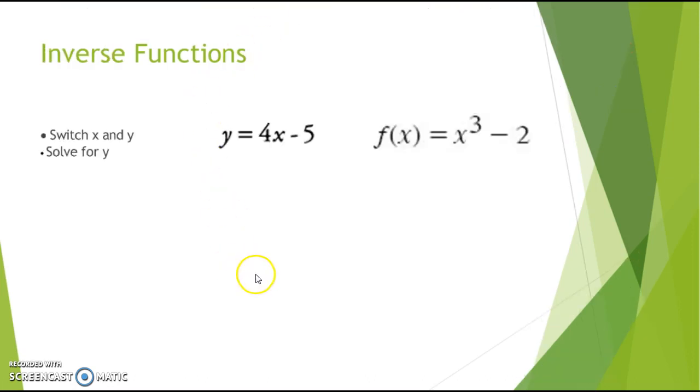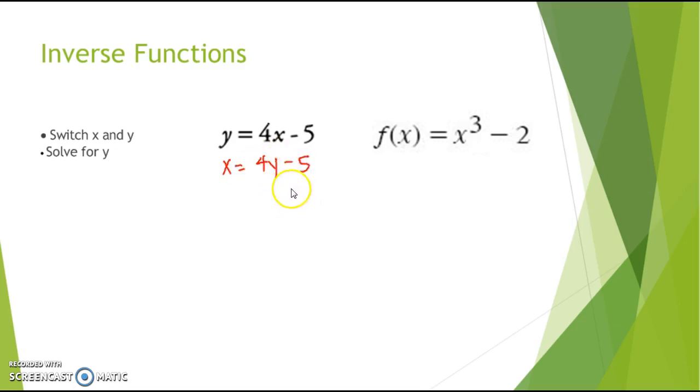We also looked at inverse functions, and we had 2 steps whenever you're trying to find the inverse function. Step 1, switch your x and y. Step 2, solve for y. So for the first one, we have y equals 4x minus 5. First thing I'm going to do is switch it. So we get x equals 4y minus 5.